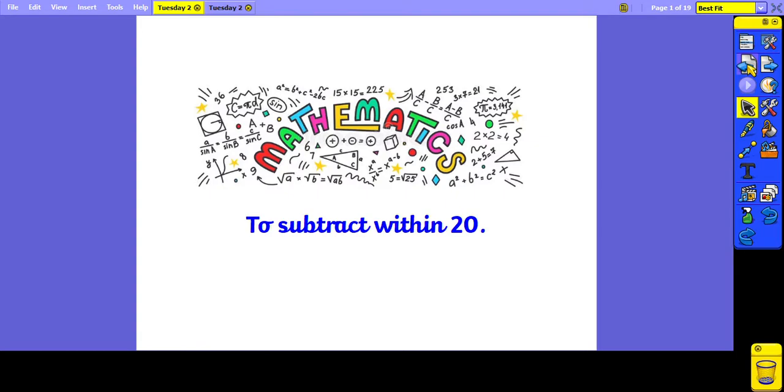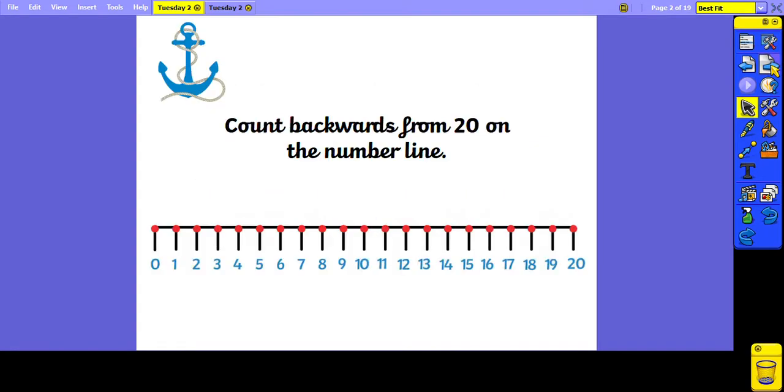For today's maths lesson, we are going to subtract within 20. For our anchor for learning, we're going to count backwards together from 20 to 0 using the number line.